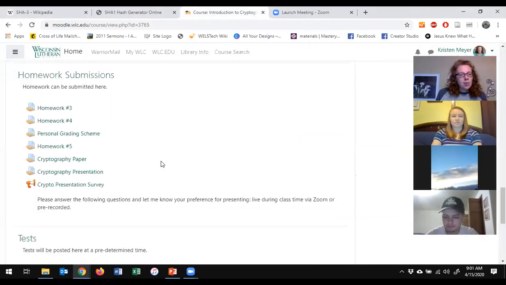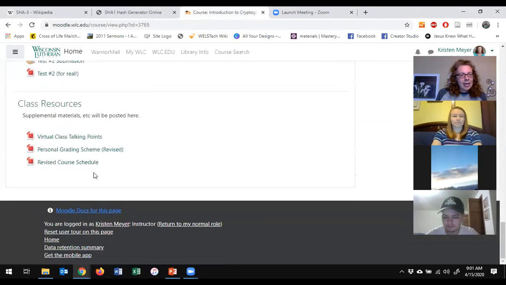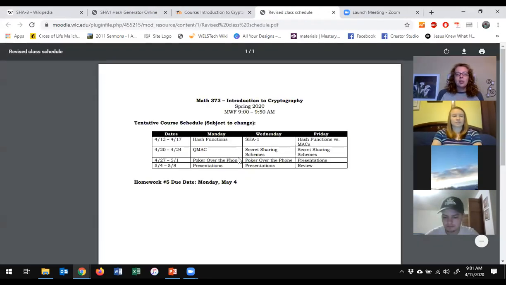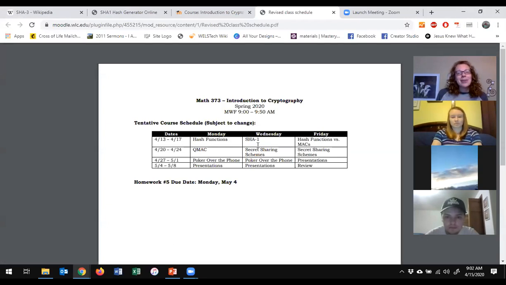There's also a revised course schedule. So this is the course schedule for the rest of the semester. Look at that, 12 class periods, and we're on Wednesday, so 11 class periods. The topics that we're going to be covering are on here. So we're doing SHA-1 today. Friday's hash functions versus MACs. Monday is my research, which is going to be fun.